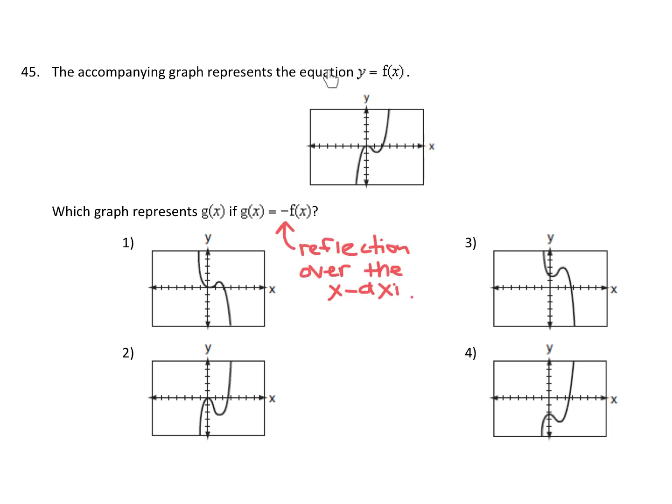Okay, so they give us this picture of f of x, and they want to know which graph represents g of x if g of x equals negative f of x. Remember, when you negate a function, we're reflecting over the x-axis. So here's your x-axis. Basically, whatever's below it is going to be above it. So like this part down here is going to be up here, right? So it's going to be, this isn't going to be a great triangle, it's going to be something like that.